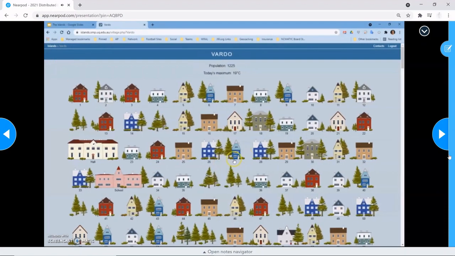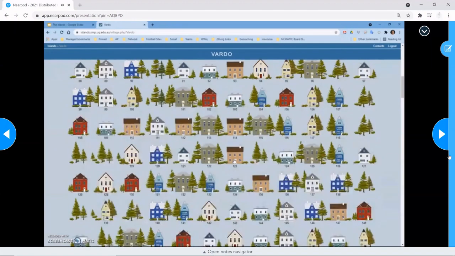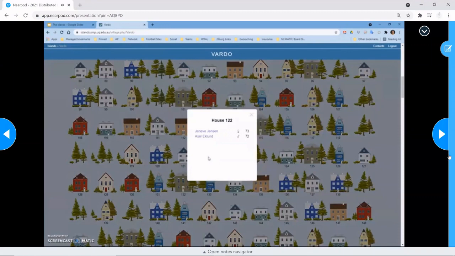Let's go and take a look at a particular islander here, though. I'm going to go down to home number 122, and we see there's 2 people living there. Genevieve Jensen, who's 73 years old, and Axel Upland, who is 72 years old.